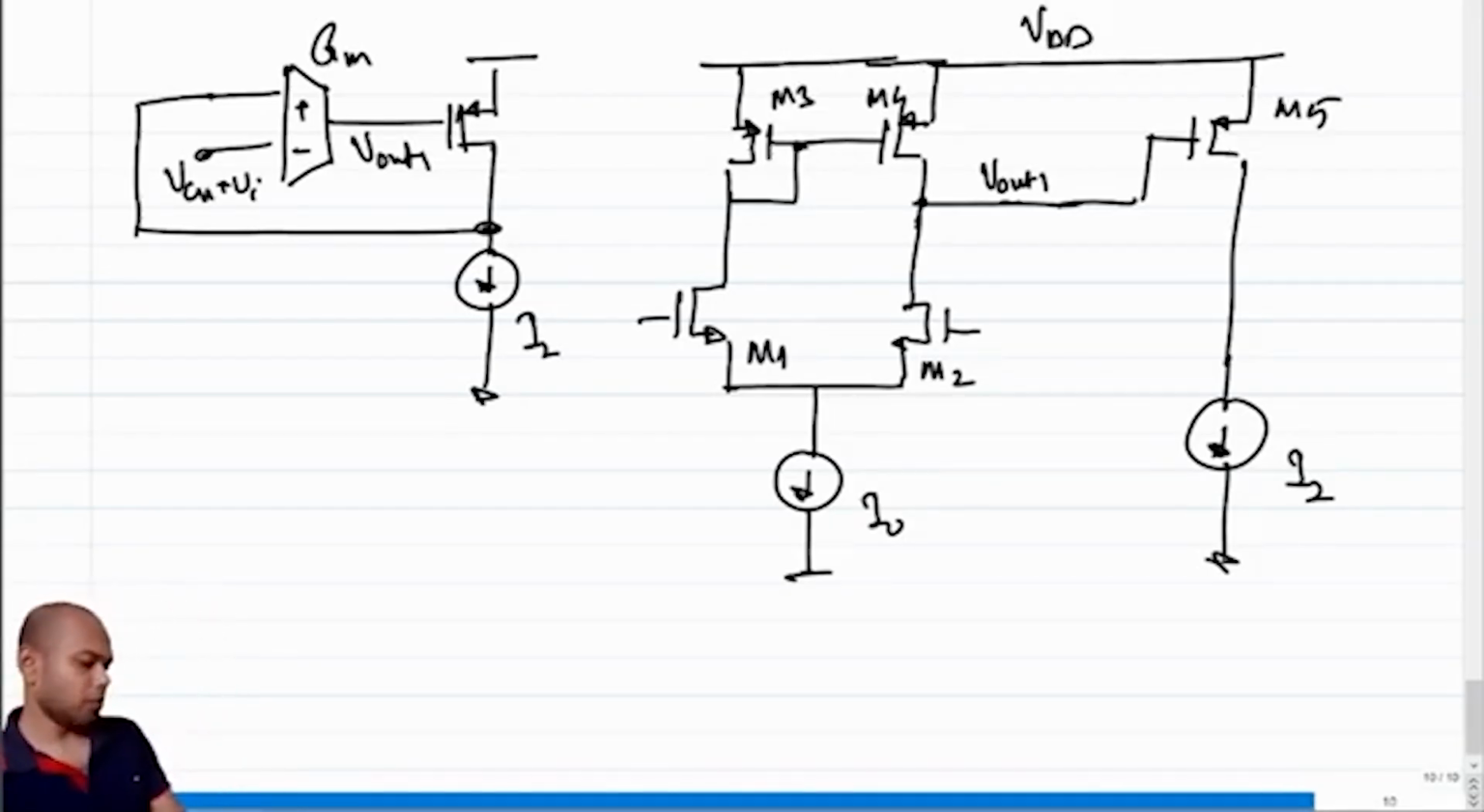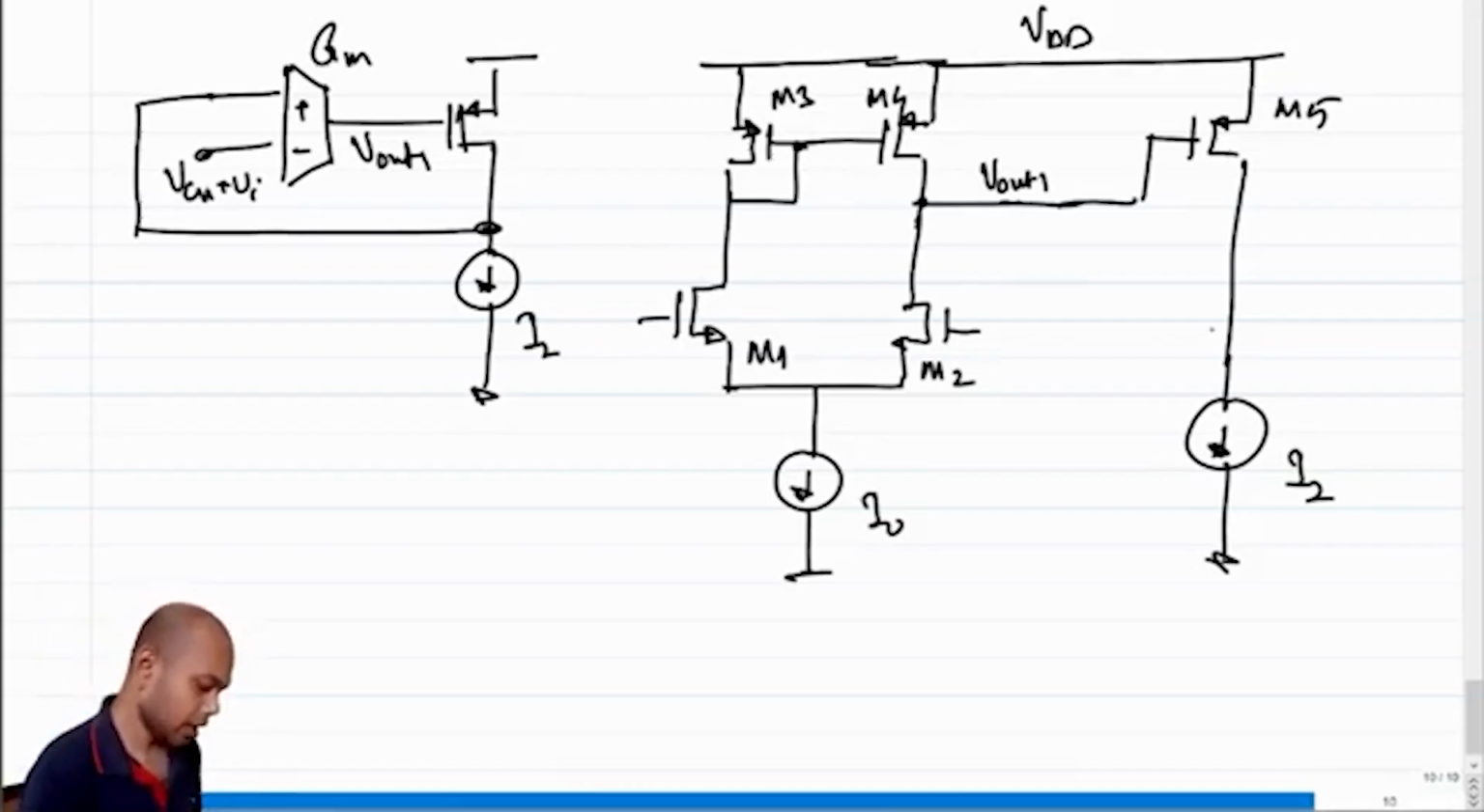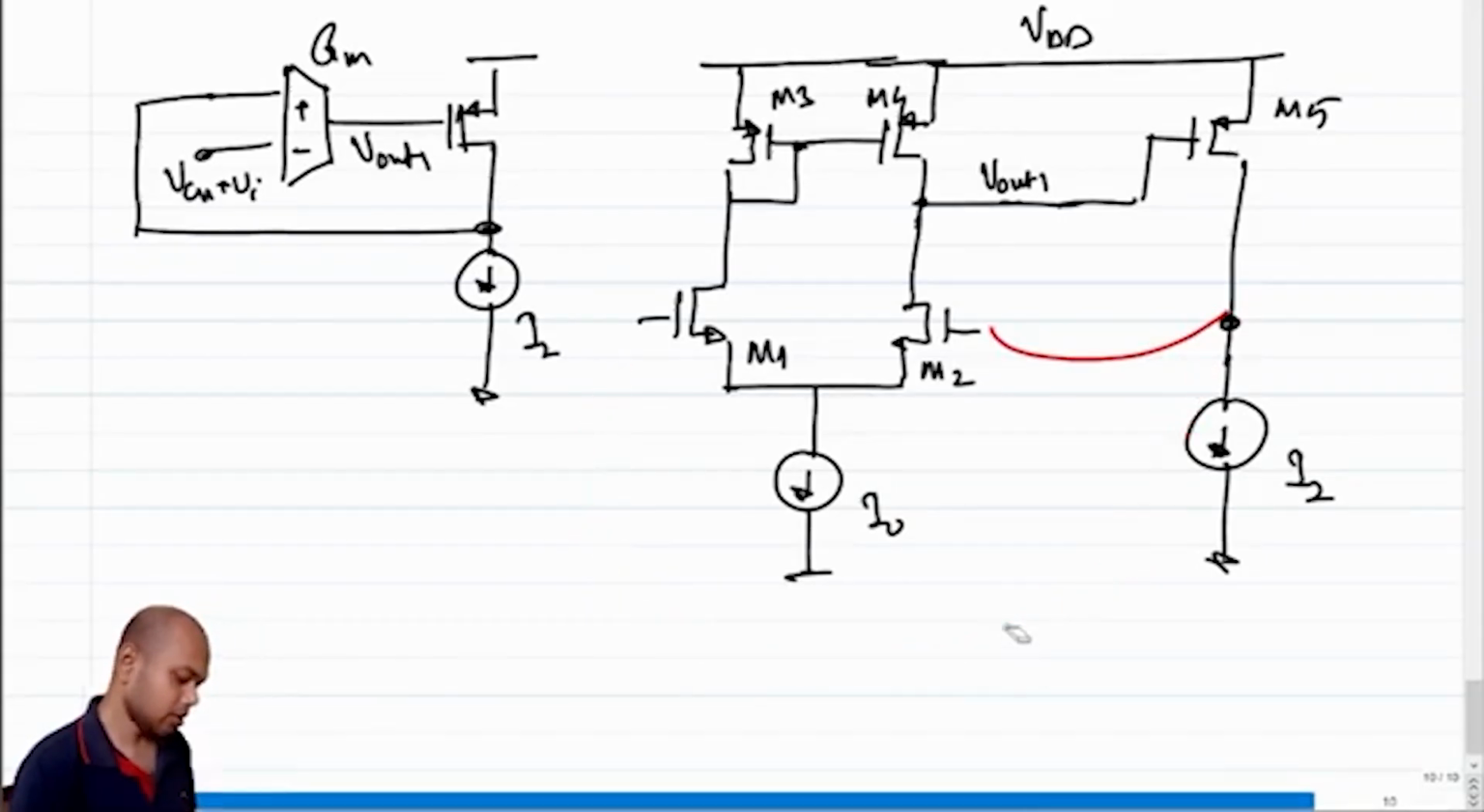Okay, so now where do you think I should connect the output? Should I connect the output here, or here? Let's connect the output here, and see whether our negative feedback is intact or not. Somewhere in the loop, let's apply an excursion. Let's say this voltage increases.